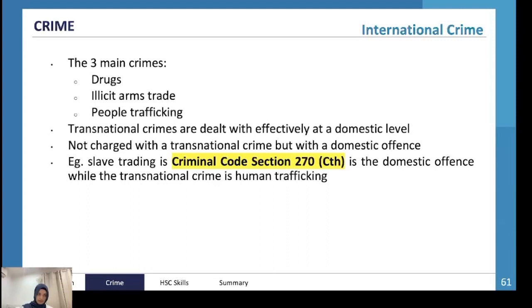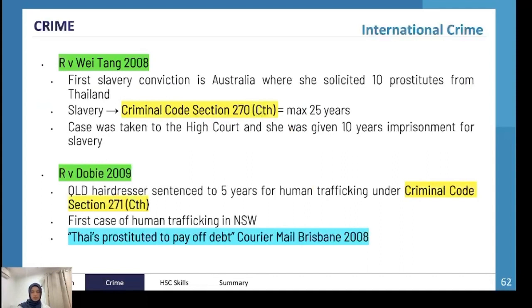Okay, next up we've got international crime. So the case of R v Tang, 2008. This was the first slavery conviction in Australia, where she solicited 10 prostitutes from Thailand. And so slavery, basically under the Criminal Code Section 270 Commonwealth, carries a 25-year penalty maximum. The case was taken to the High Court and she was given 10 years imprisonment.